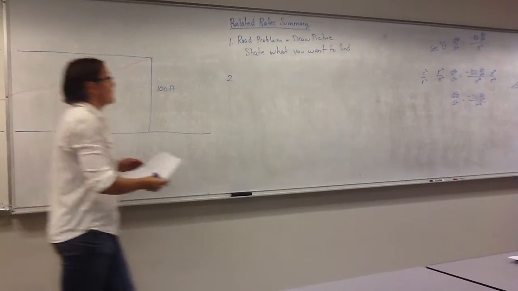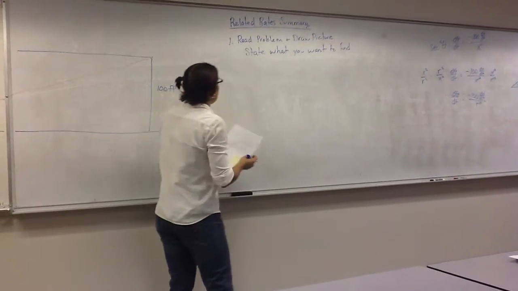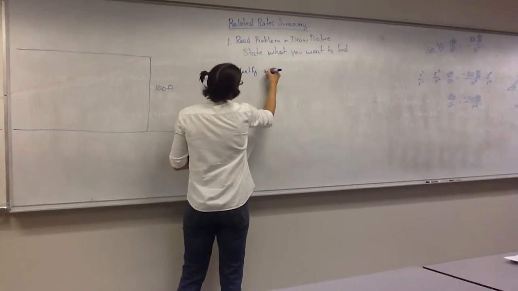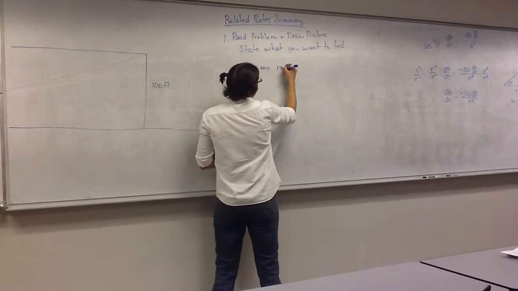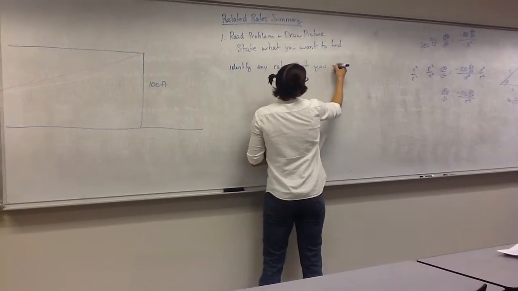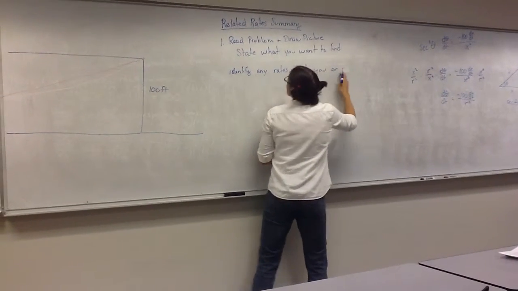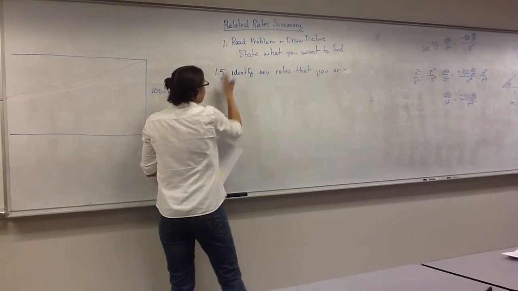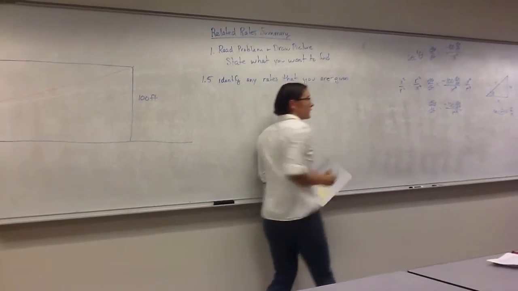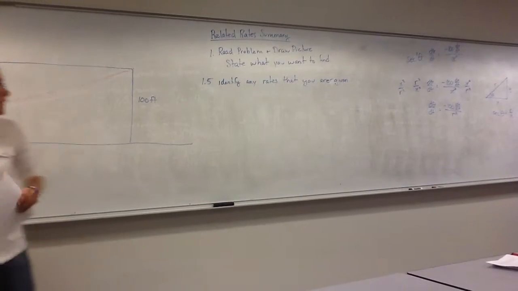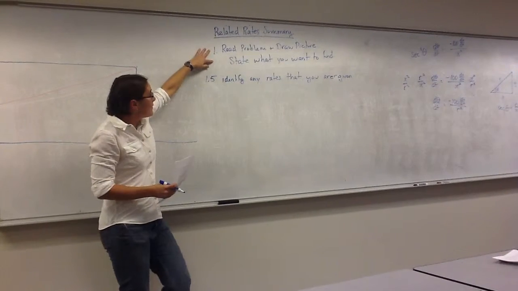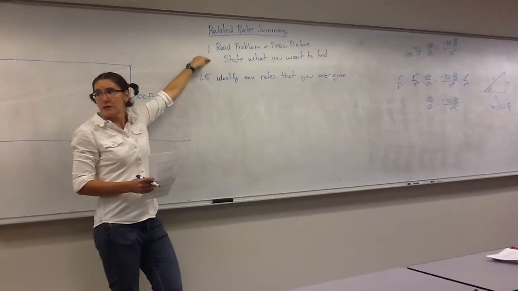Once you've read the problem and drawn the picture and stated what you want to find, identify any rates that you are given. This is going to be 1.5. All right, so step 1 is to read the problem and draw the picture and state what it is that you're trying to find.